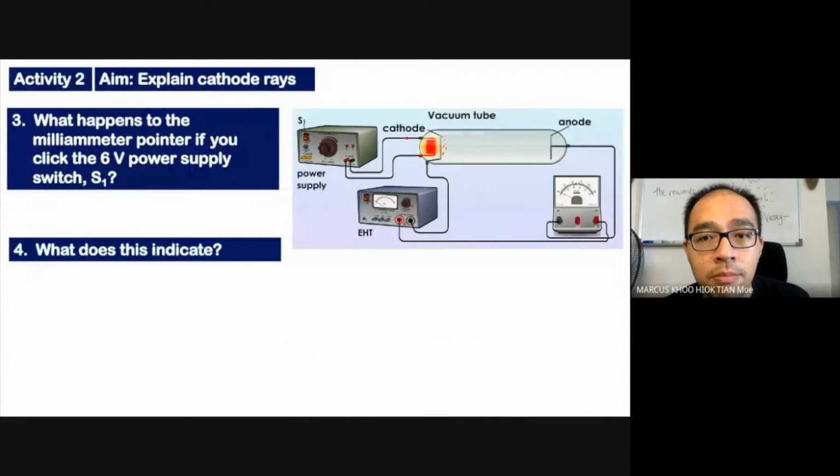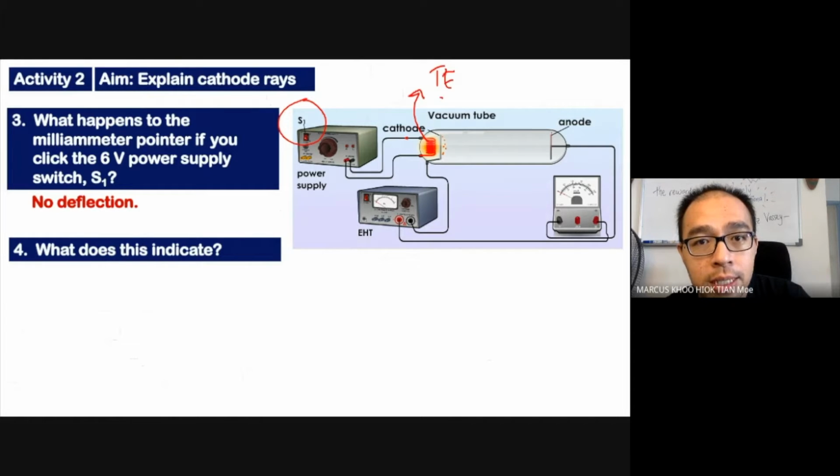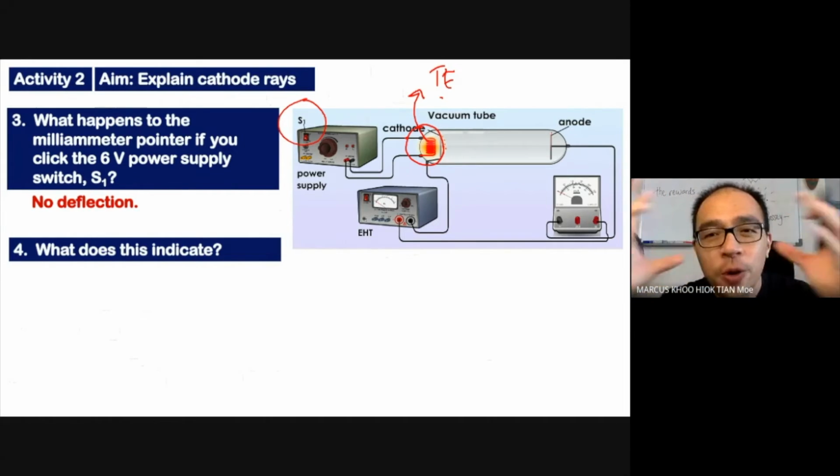Now what happens to the milliammeter pointer if you click the 6-volt power supply's S1? Where is the S1? I don't know. There will be no deflection. When you turn this on, oh, this is S1, sorry. So when you turn this on, there will be no deflection over here, for a reason I will explain later. But when you turn this on and this is still off, there will be thermionic emission happening over here. If you can see this picture over here, it is already glowing.